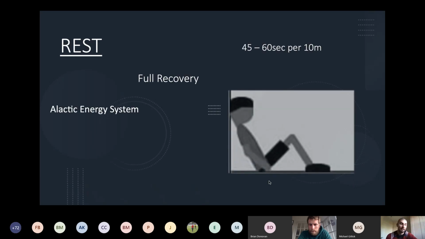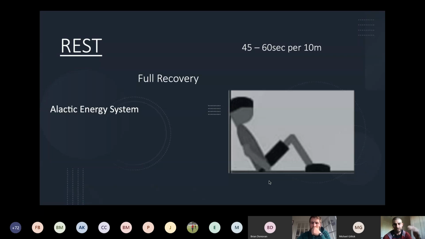The next one then, rest. Okay, so again, really, really important. We need full recovery between every run we do.